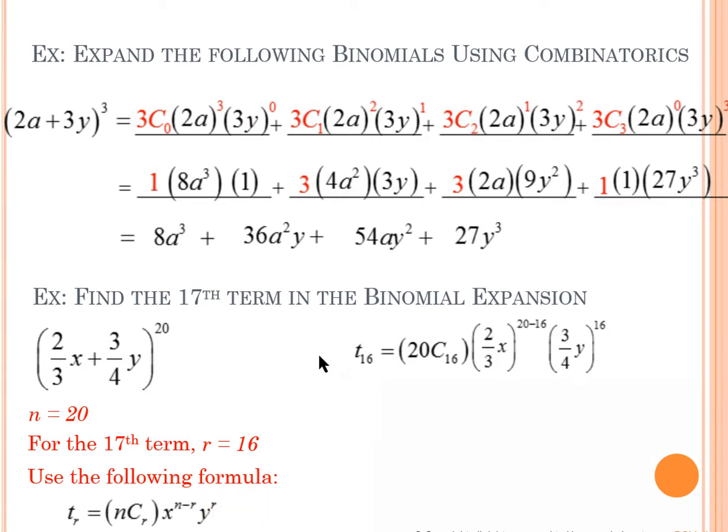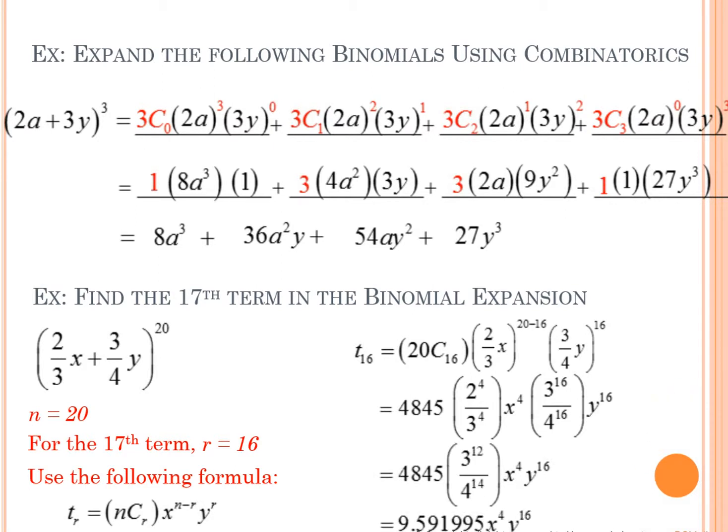Now, once you've put the numbers into this formula, you just need to simplify it. 20 choose 16 is 4,845. (2/3 x) to the power 4 will be 2 to the power 4 over 3 to the power 4 times x to the power 4. And (3/4 y) to the power 16 will be 3 to the power 16 divided by 4 to the power 16 times y to the power 16. After you simplify one more time, you'll get something like 9.591995 x to the power 4 times y to the power 16.